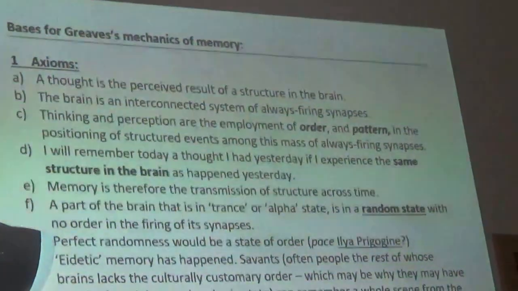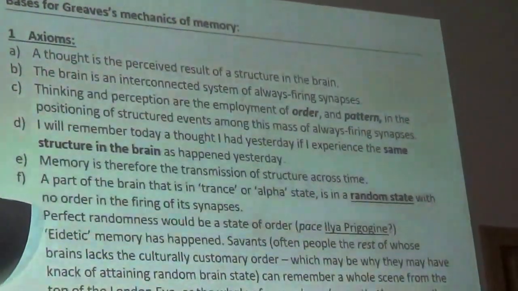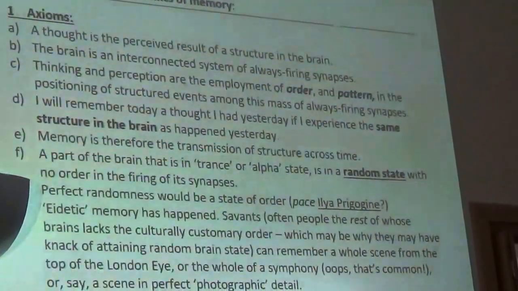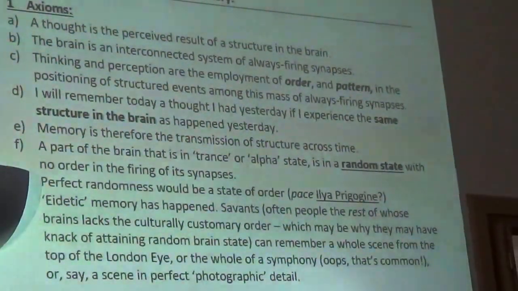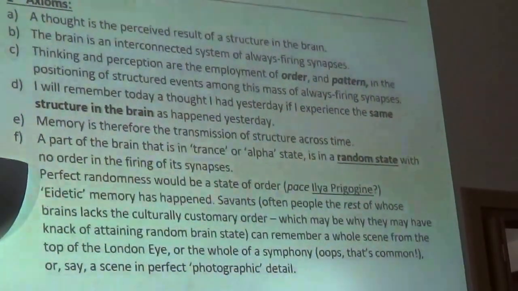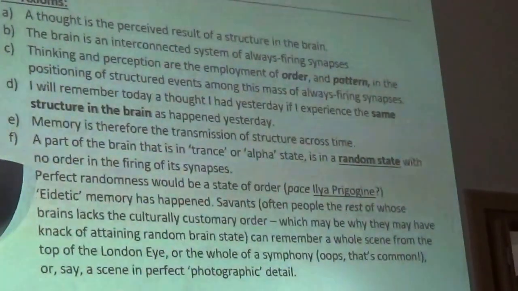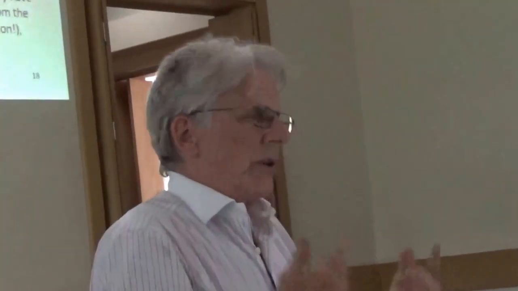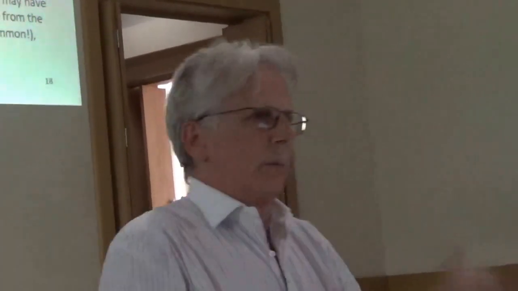Memory is therefore the transmission of structure across time, which is extremely exciting for us who've been stuck in 3 dimensions for a long time and never taken time seriously except for the last 100 years. A part of the brain that is in the trance or alpha state, which I think you can see what I mean by that, is in a random state, with no order in the firing of its synapses. The way he says that transmission from one brain to another, mine today to mine tomorrow, or in extreme cases ESP, mine to his, in the same time frame, is not the main thing here. The main thing is that both are in a random state.